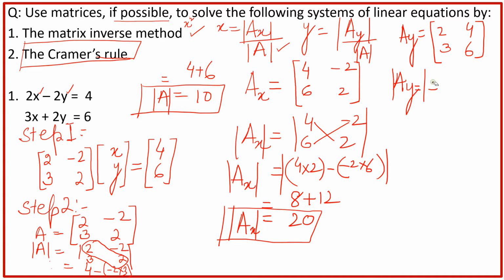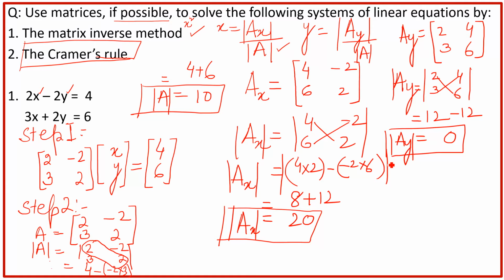We will erase this. Okay, so 2, 4, 3 and 6, and now we will multiply these two. First 12, 6 2 times 12, 4 3 times, but here you have to use the negative sign. So a of y, the determinant of this, is equal to 0.